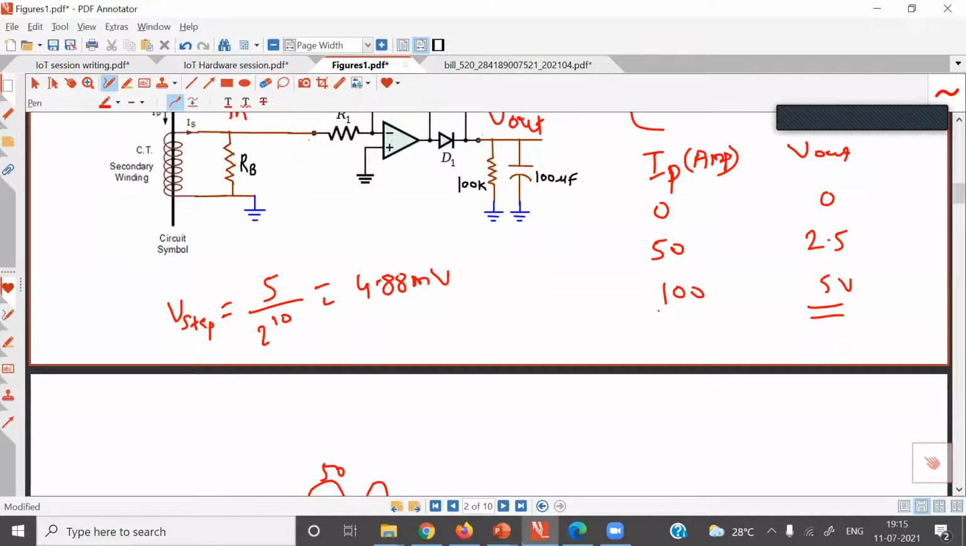Likewise, we can measure maximum current up to 100 ampere in this circuit. So if you divide this 100 ampere by 2 raised to 10, you will get the resolution for the input current being measured. So I step for input current is 100 ampere upon 2 raised to 10.